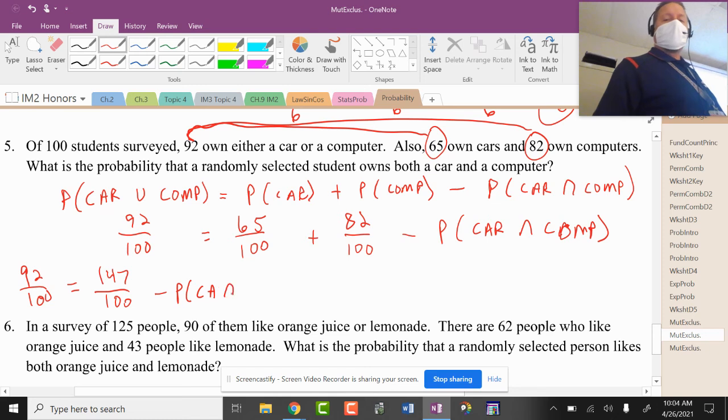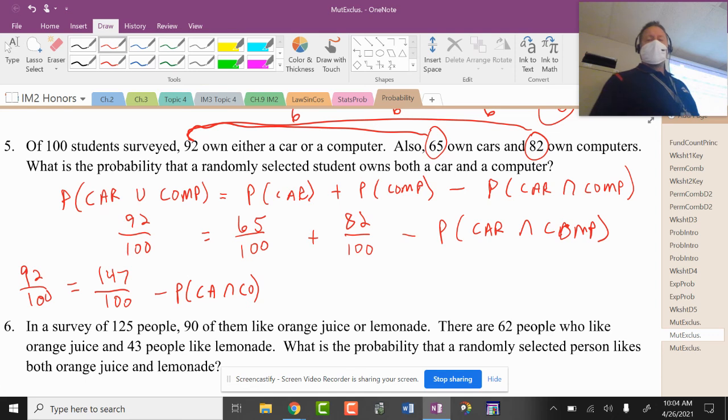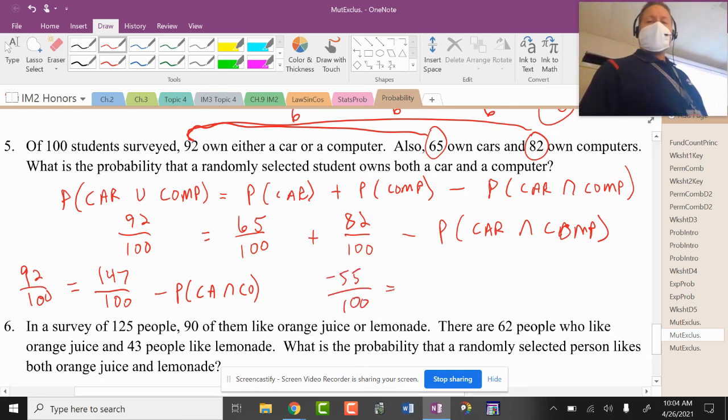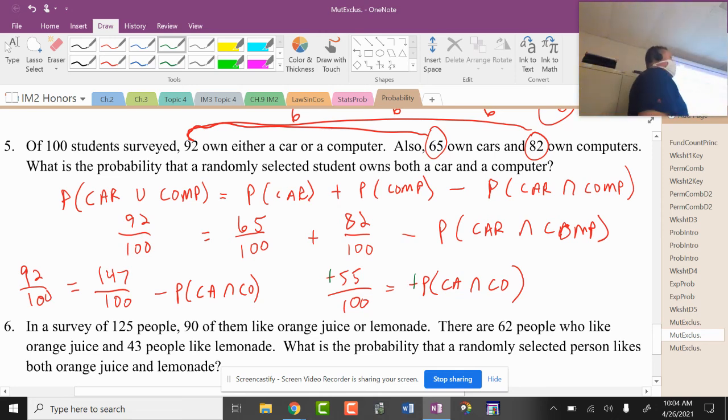I'm going to put CA. I'm going to shorten this down to CO. And then the next step is subtracting. And of course, when you subtract 147 from both sides, 92 minus 147 is negative 55 over 100, but that equals negative probability of CA intersect CO, and then we're going to turn those into a positive by dividing. So 55 own both. It really is the subtraction of 82 plus 65 minus 92 ultimately, right?